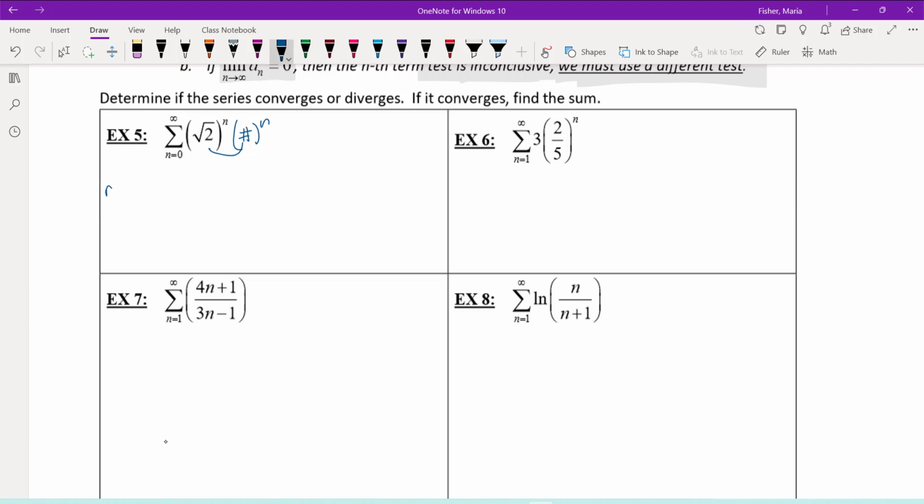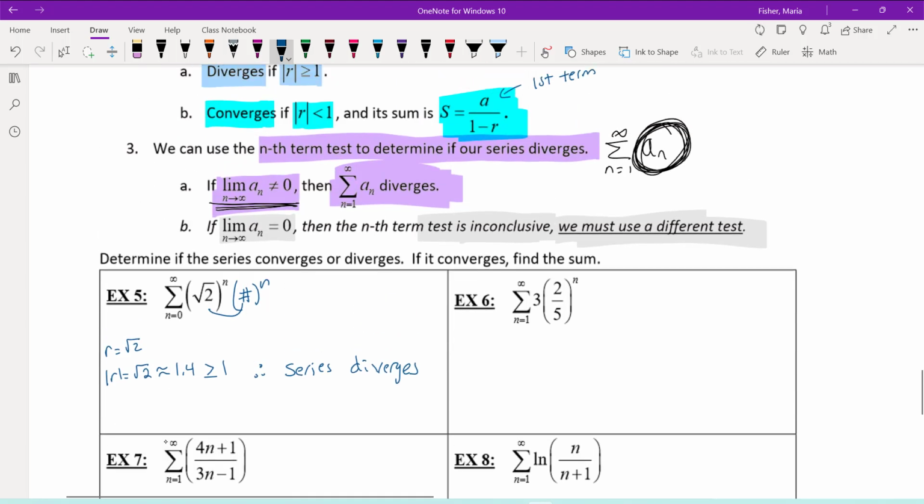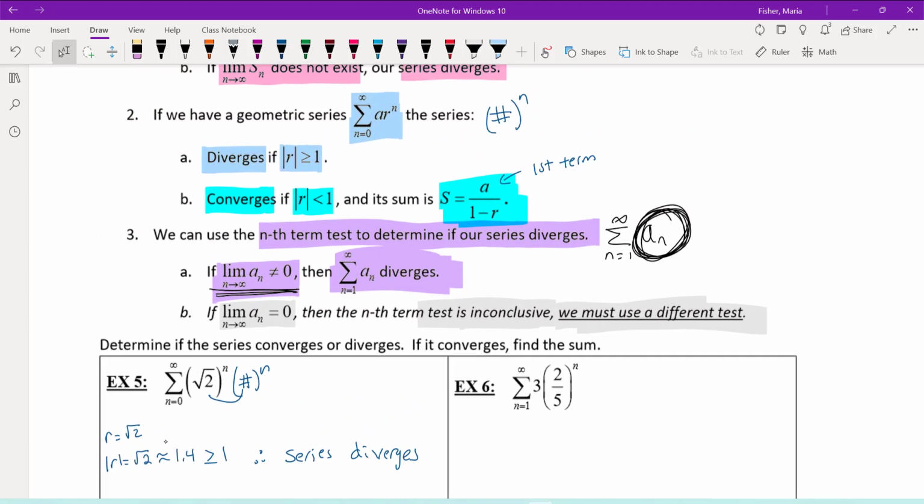So we know that r here is going to equal the square root of 2. Now the absolute value of r is still equal to the square root of 2, and we know that that number is approximately 1.4. Since that's greater than or equal to 1, we know that this series diverges. Again, why does it diverge? Because it's geometric and the absolute value of r was greater than or equal to 1.